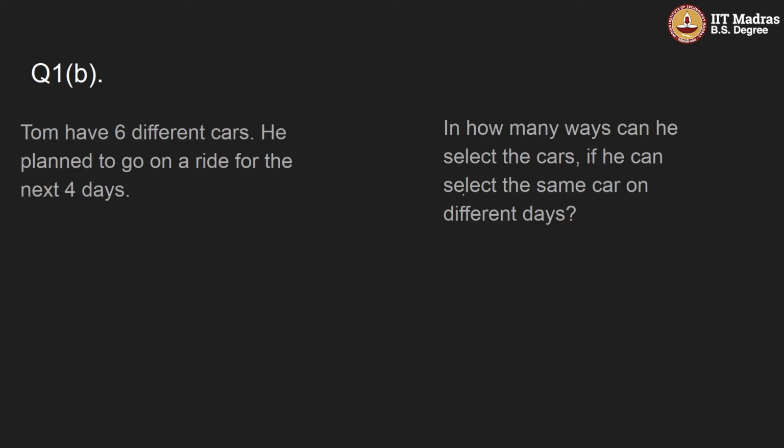Okay. Now, the second part of the first question is, in how many ways can he select the car if he can select the same car on different days? Okay. Now here we have repetition. Correct? That means if I select a car on the first day, I can use that same car on the second day as well. Okay. So there is repetition.